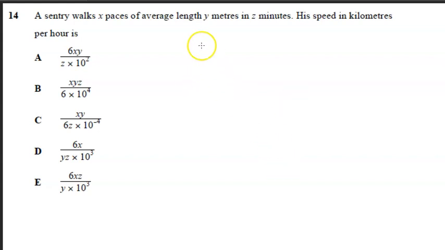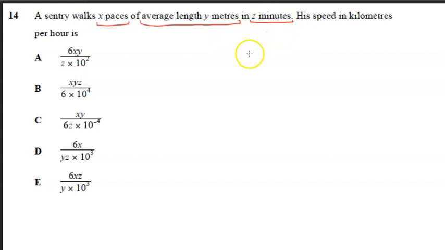What is it that we're exactly looking for, and what's the best approach to this? So we've got these variables. There's X paces of average length Y meters. I'm going to underline the 3 pieces of important information within this first sentence. So a sentry walks X paces of average length Y meters, in Z minutes.